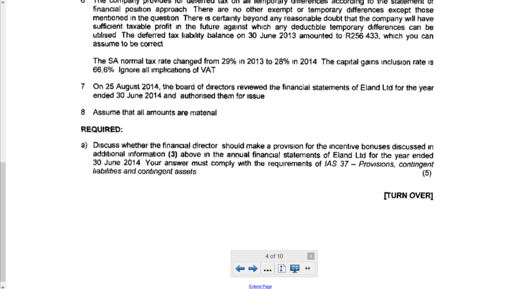So if we look at this required, the first required is to discuss with the FD whether the FD should make a provision for incentive bonuses discussed in additional information 3. So this is a discussion question on provisions. Should the FD make a provision for bonuses? Remember that when we're looking at accounting treatment, it has 5 steps. Yeah? Accounting treatment has 5 steps.